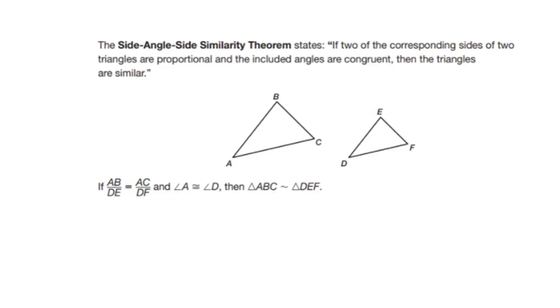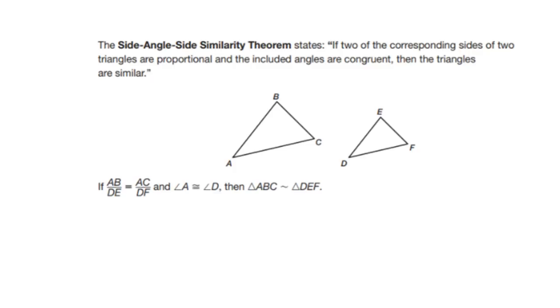And the last one we want to look at is the side-angle-side theorem. What this tells us is that if we have two corresponding sides of two triangles and they are proportional, and then the angles inside those two sides are congruent, then those triangles are going to be similar.